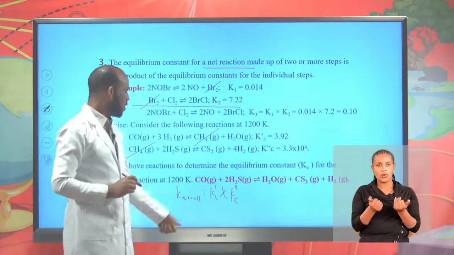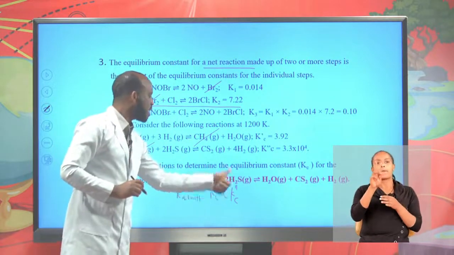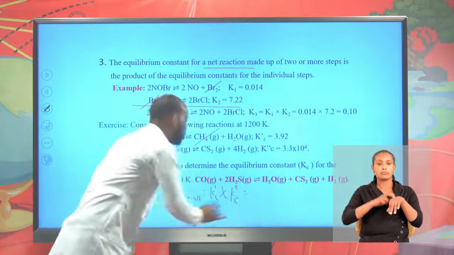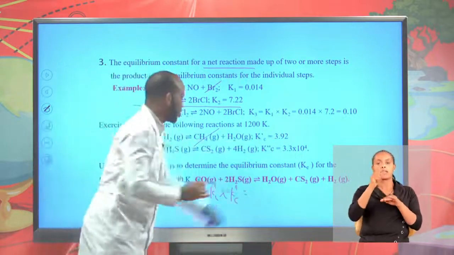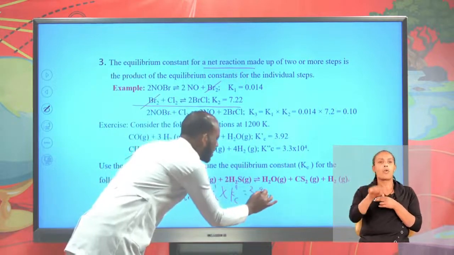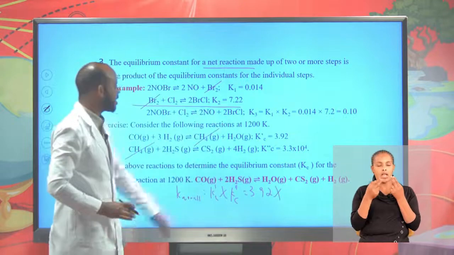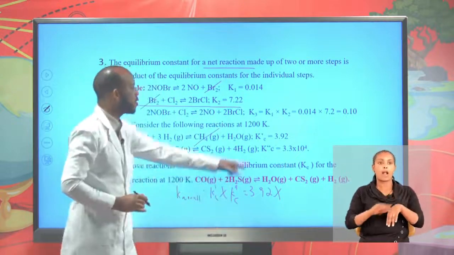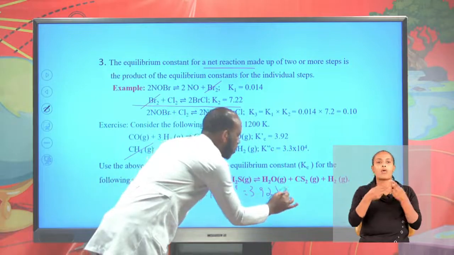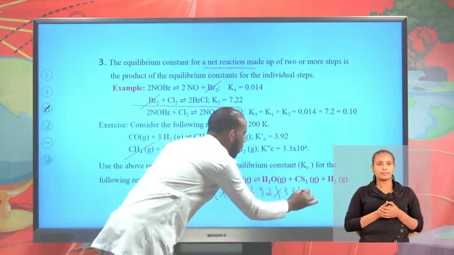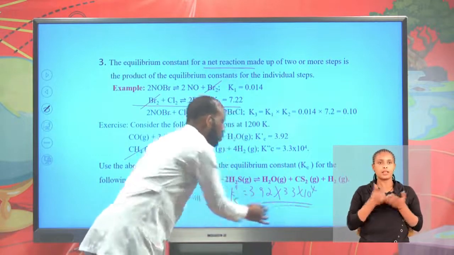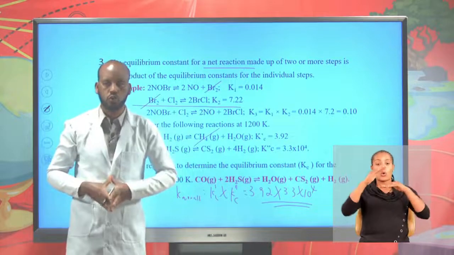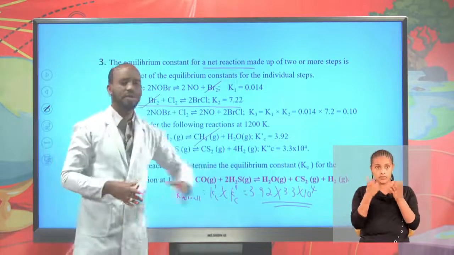Now K overall is K prime C times K double prime C, which is 3.92 times 3.3 times 10 to the power of 4. This is the overall equilibrium constant for this overall reaction.